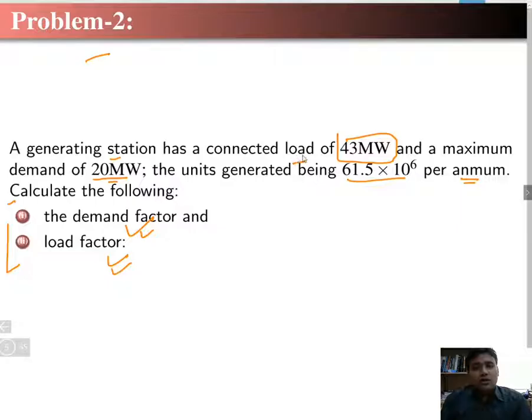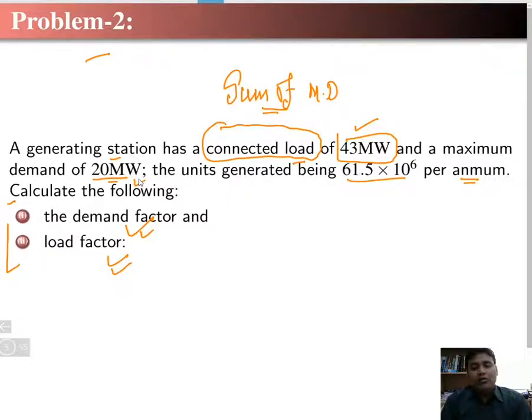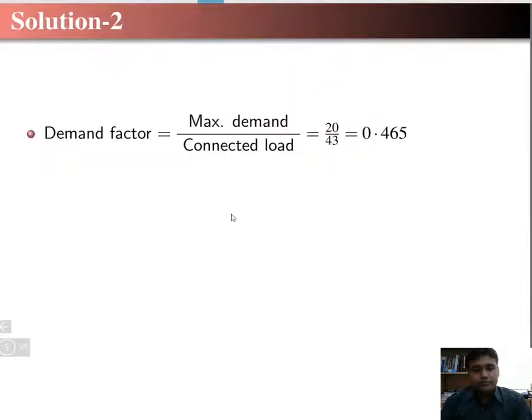So the data that is given is connected load. Connected load means the sum of maximum demand of the power plant. Okay, so this is the connected load, that is 43 megawatt, and maximum demand is 20 megawatt for the entire power plant. So let us look into the solution calculating the demand factor and the load factor.